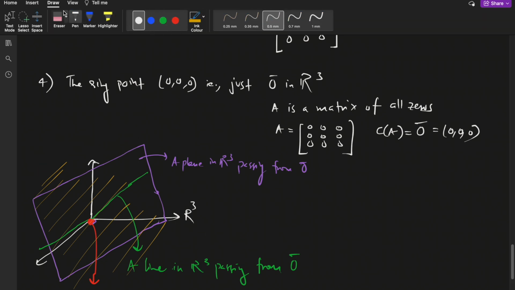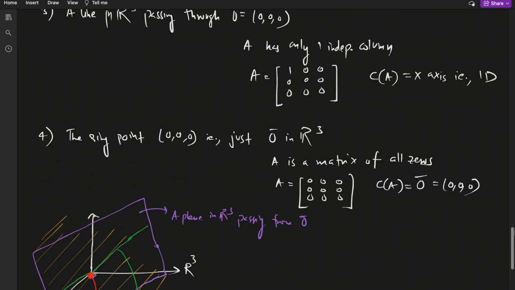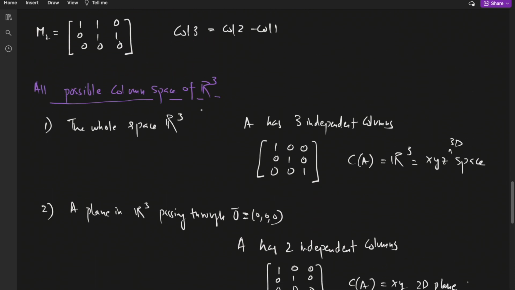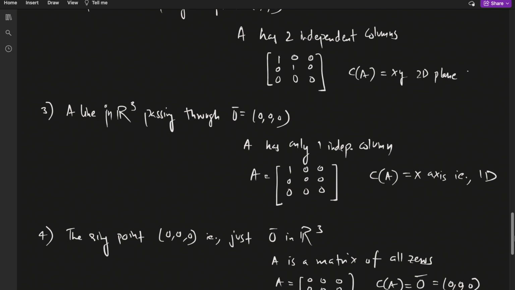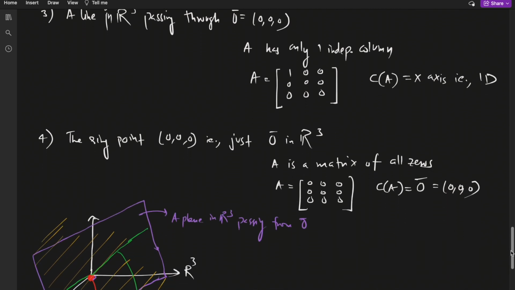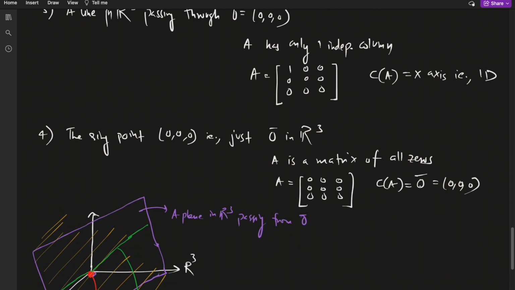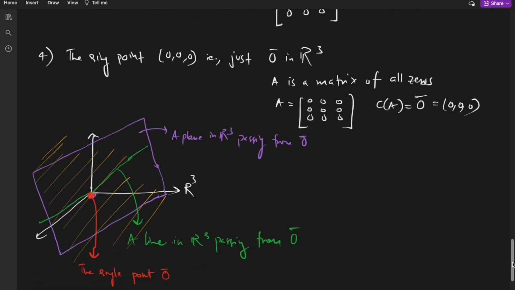Okay. So these are the only four possible column spaces of R cube. Remember this. These are the only four possible: that is the whole space R cube, a plane in R cube passing through origin, a line in R cube passing through origin, and the origin, the single point itself. And these are its example matrix representations.